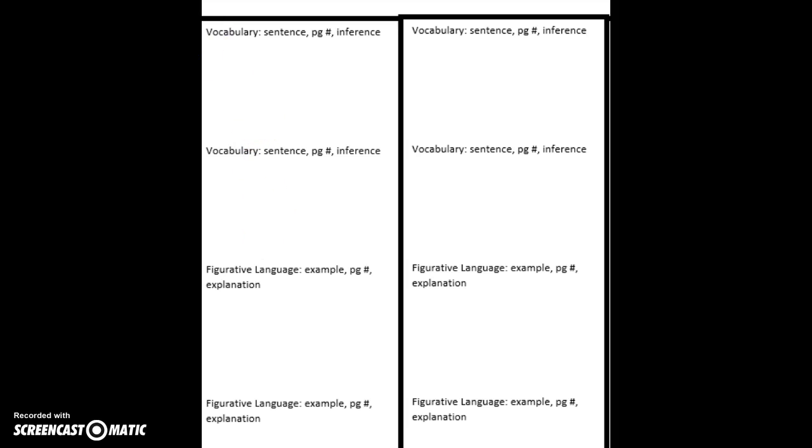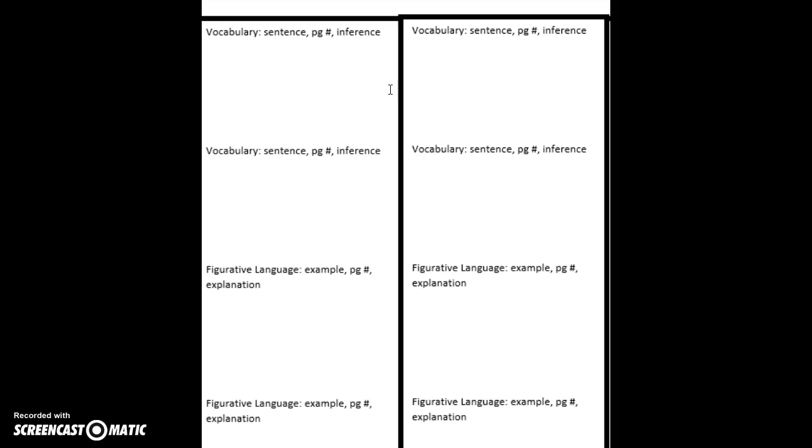You will write down a vocabulary word as you see it. Make sure that it's a word that you think is challenging or strong and important to know. So you'll write down the word, the sentence where you found the word, the page number where you found the word, and where it says inference, we want you to infer what you believe the word means based off of the context in which it was used.